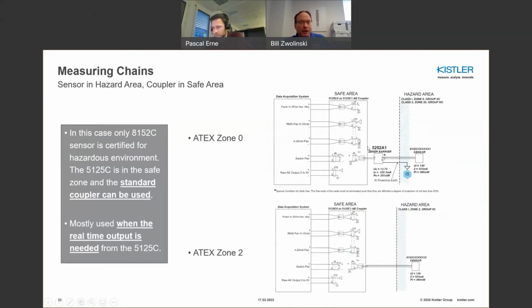On the other side, if you have the coupler in the safe area, now you can route the raw AE signal through a barrier like the 5252A1 that I just discussed, and basically get every benefit of using the raw AE to detect and to characterize the acoustic emission for whatever process you're monitoring. In zone 2, there's no need for that barrier. You could wire direct from the sensor to the coupler itself.